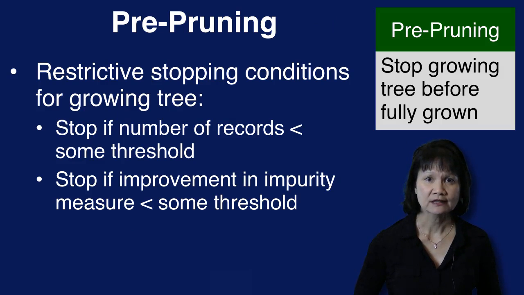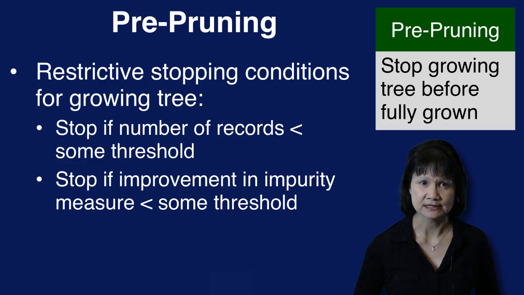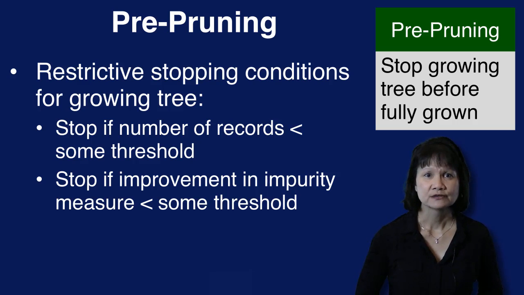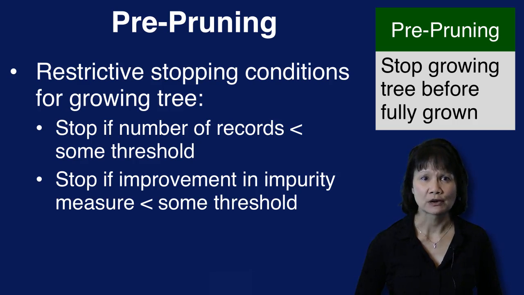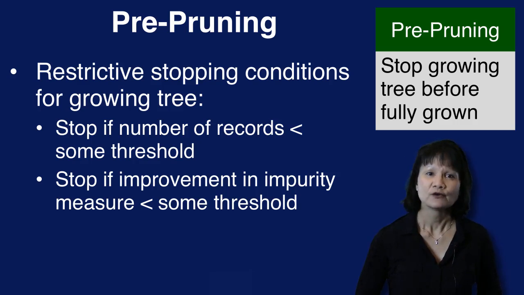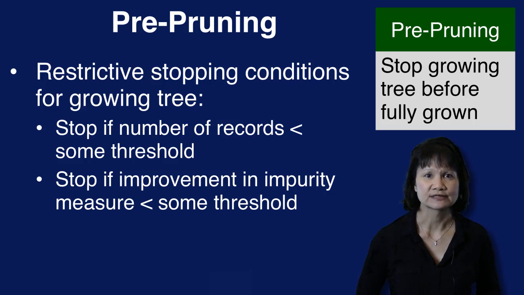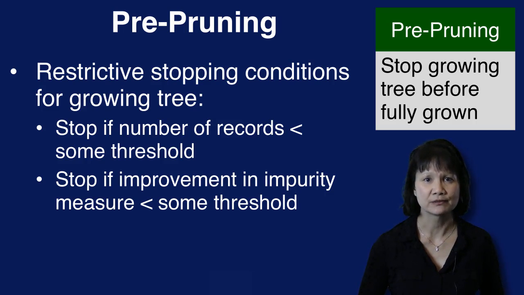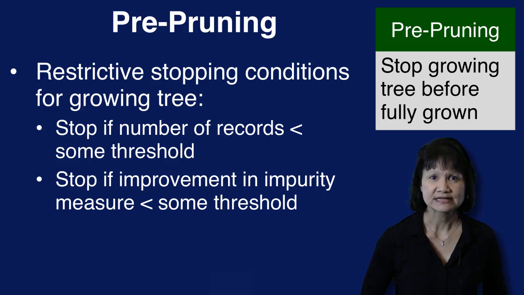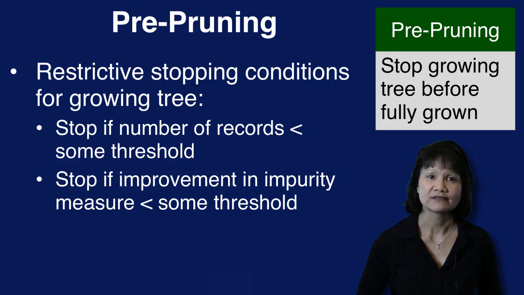With pre-pruning, the idea is to stop tree induction before a fully grown tree is built that perfectly fits the training data. To do this, restrictive stopping conditions for growing nodes must be used. For example, a node stops expanding if the number of samples in the node is less than some minimum threshold. Another example is to stop expanding a node if the improvement in the impurity measure falls below a certain threshold.